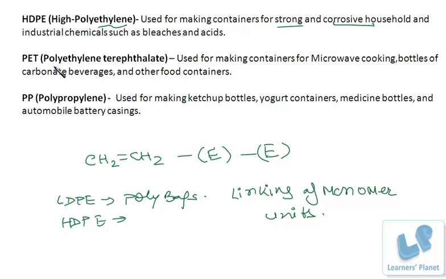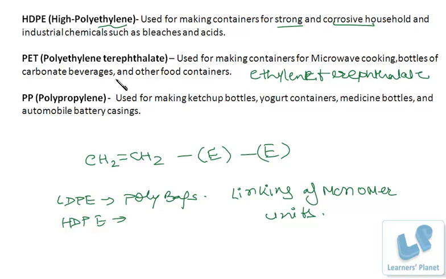There is one more example of plastic, that is PET, polyethylene terephthalate. So what will be the monomer here? Monomer will be ethylene terephthalate. This is also one of the chemical compounds. It is a petroleum byproduct, or it can be obtained from petroleum. It is used for making containers for microwave cooking. See, you must have seen microwave safe containers. They are thick and they do not melt in microwaves. But they can't be used over a gas stove.